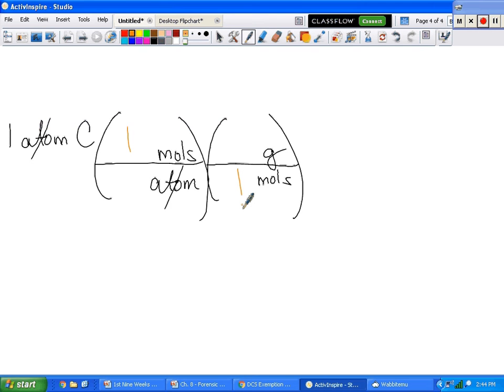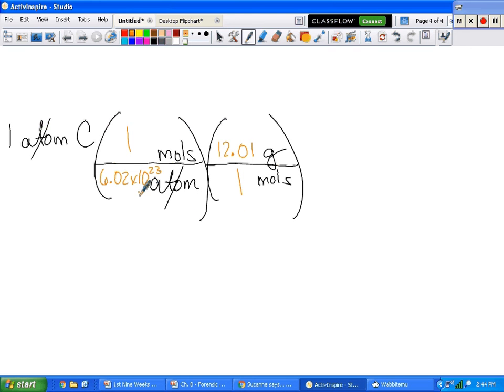6.02 times 10 to the 23rd. And the easy one, grams, is 12.01. That's coming right off the periodic table. I didn't have to do any math on that one. I want you guys to practice this one because I want to make sure that you can do Avogadro's number in your calculator and still come up with a correct answer.